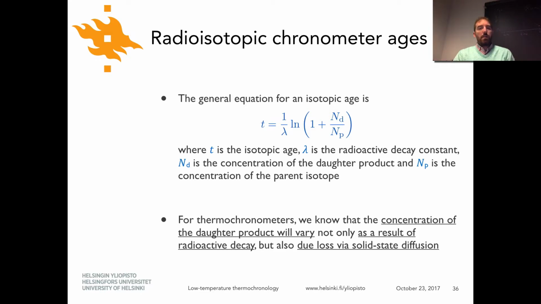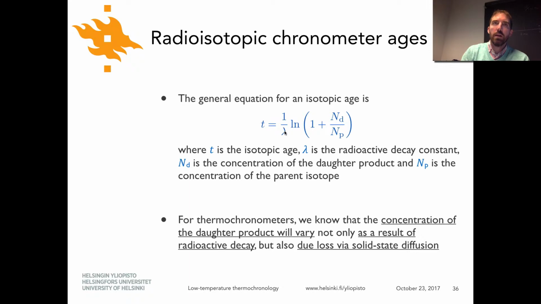So I mentioned earlier in the previous lecture this idea of the diffusion and how it relates to the thermochronometer ages. We'll get to that here, at least part one of that. So this is the age equation for radioactive decay, and this allows you to calculate the age of some material as a function of the decay constant.